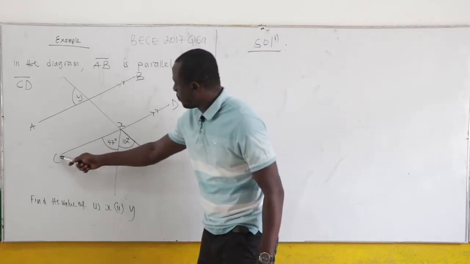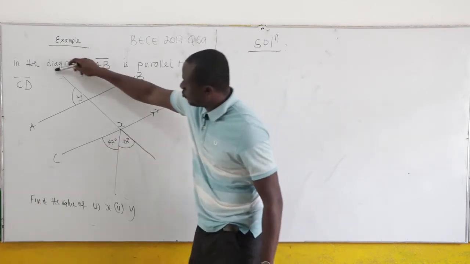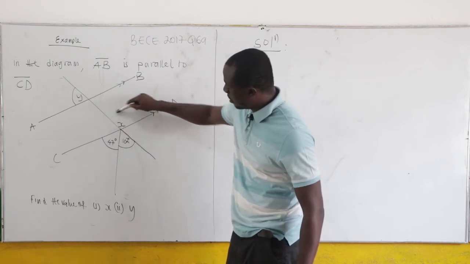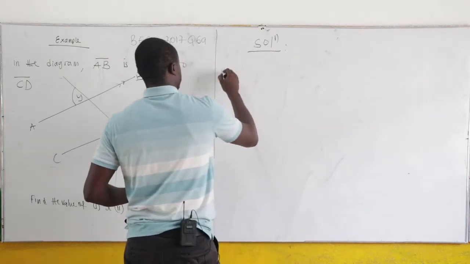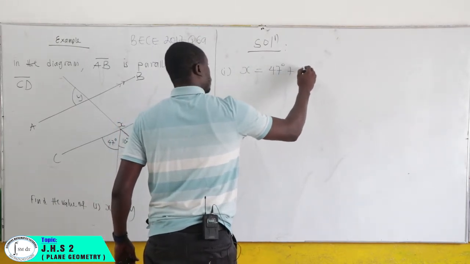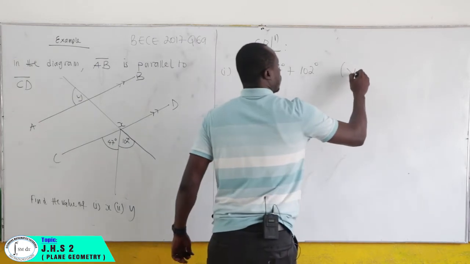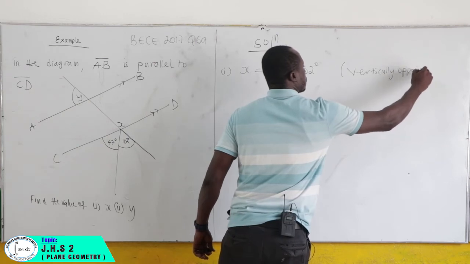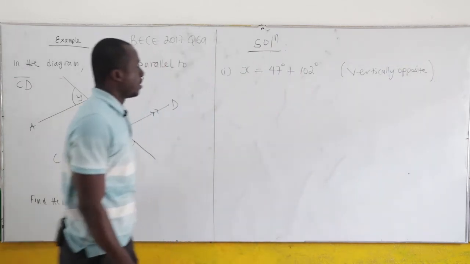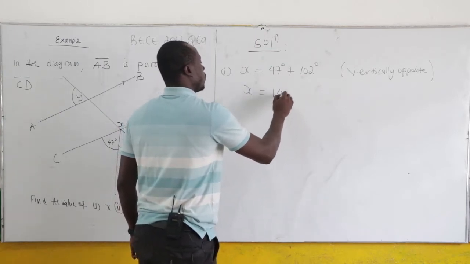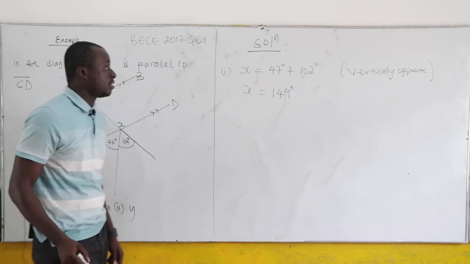Now let's see, because this CD is a straight line, this transversal is a straight line. So what can we see? We have vertically opposite angles. The angle here is equal to the angle over there. So we can say that x is equal to 47 degrees plus 102 degrees. What's the reason? Vertically opposite angles. Now, what is 47 plus 102? Clearly, this is 149 degrees.